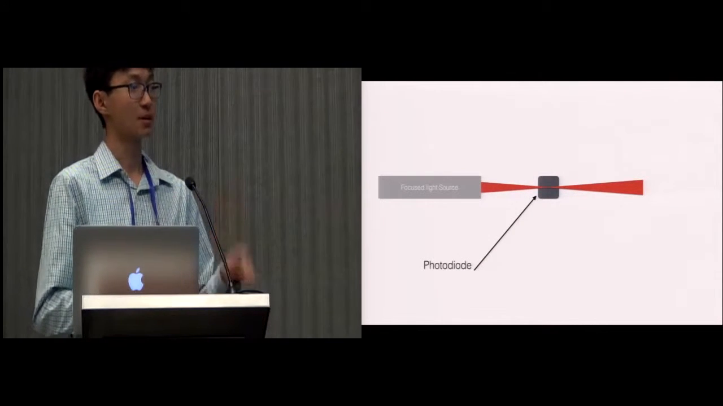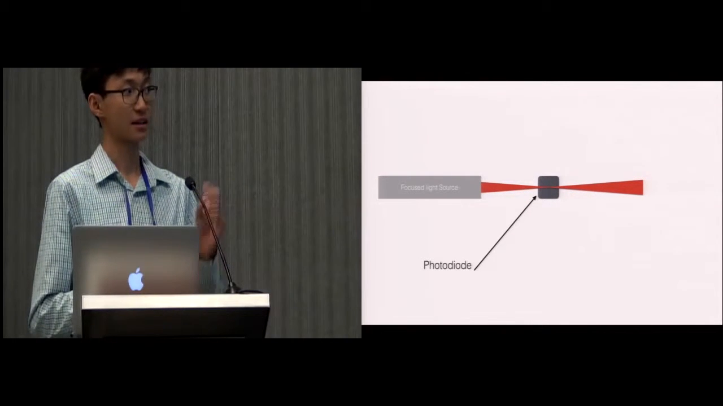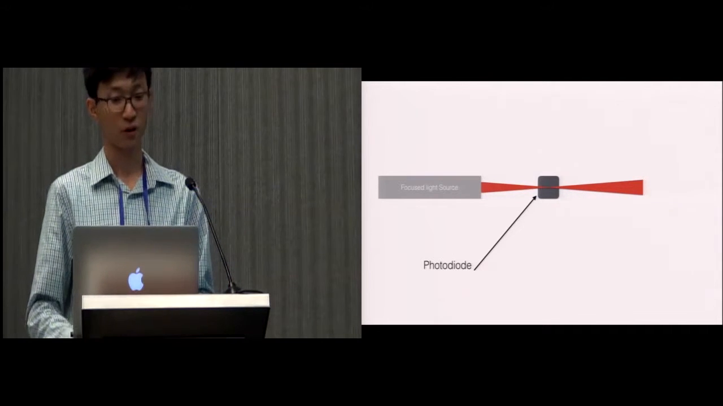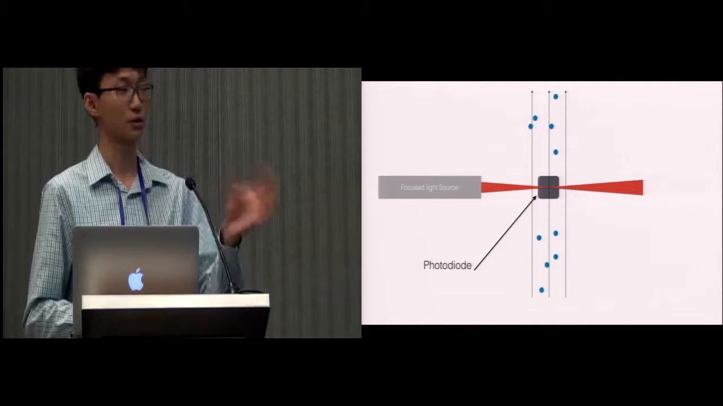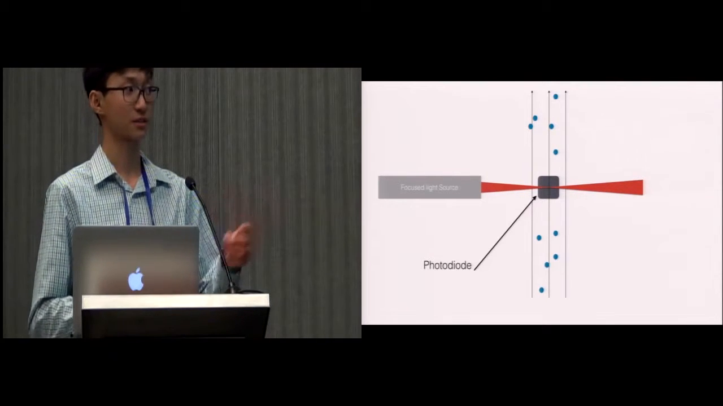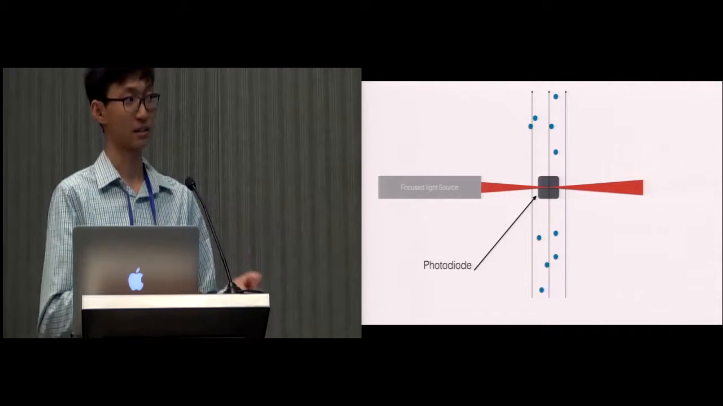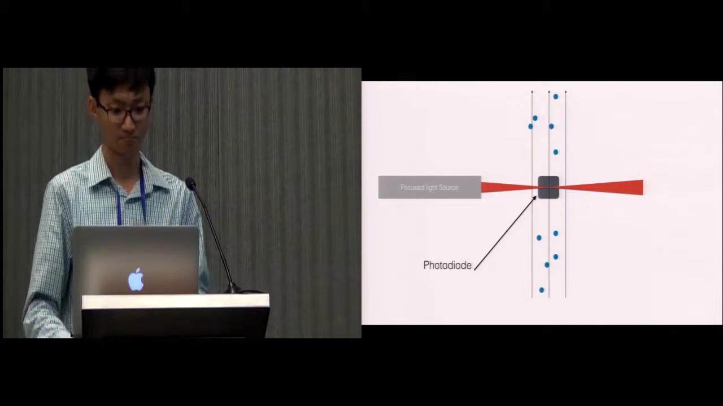So air particle detectors, many of them work like this. The main idea is that you have some sort of focused light source and also a photodiode. You draw air in through the system, which contains particles. As the particles intersect the light source, the light is scattered, and that light is captured by the photodiode, and that signal is amplified and then analyzed to detect how many particles there are in the air.